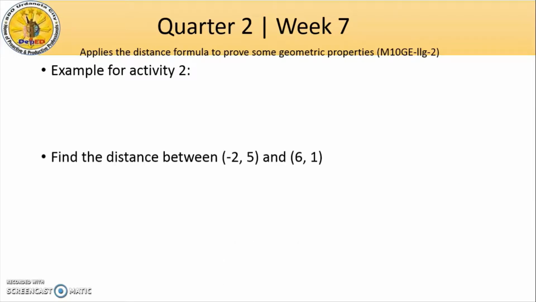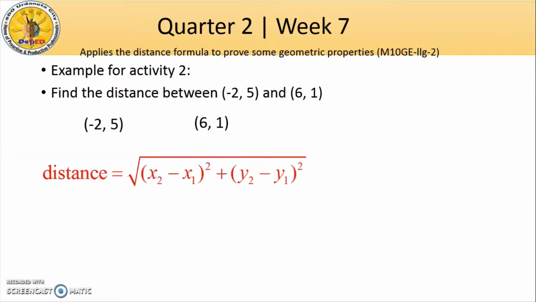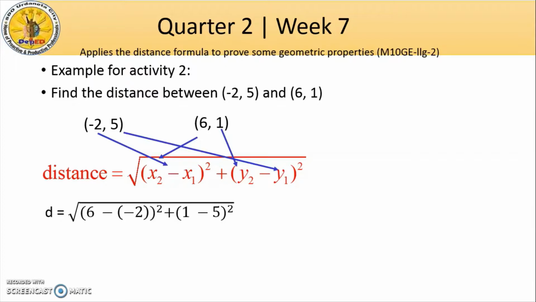For activity 2, find the distance between the coordinates negative 2, 5 and 6, 1. So coordinates na yung ibinigay, so we just substitute in our formula for distance, taking into consideration the coordinates and their signs. x2 is 6, x1 is negative 2, y2 is 1, y1 is 5. So we have the following.